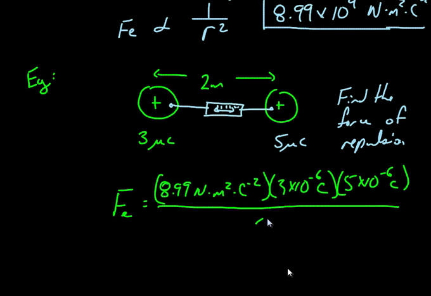And we've got 2 meters, so 2 meters squared. And let's do some math. Sorry, I just missed something: times 10 to the 9. Don't forget that. So I get roughly about 3.4 times 10 to the negative 2 newtons.